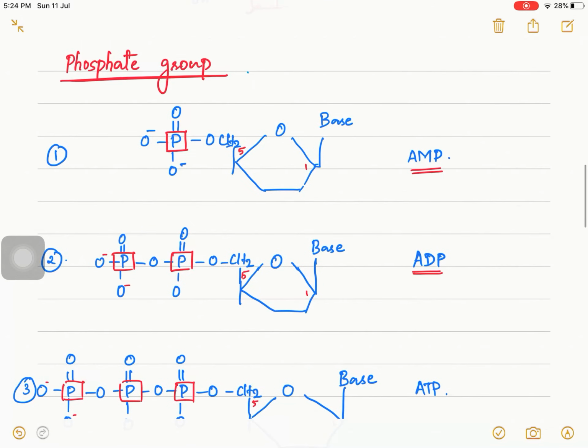So next we will see about the phosphate groups. We always know, if it is a single phosphate we will call it adenine monophosphate. If it is 2 it is diphosphate. If it is 3 then it is triphosphate.